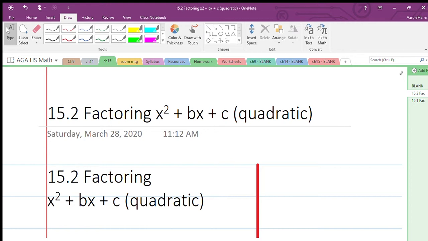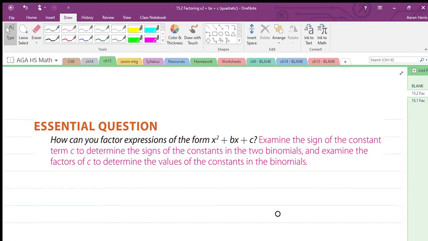All right, so 15.2, factoring x squared plus bx plus c. That's nothing more than a quadratic. You have to remember a quadratic is a second degree trinomial, not always a trinomial, but let's say a second degree polynomial. The essential question of the day: how can you factor expressions of the form x squared plus bx plus c? That is a quadratic.